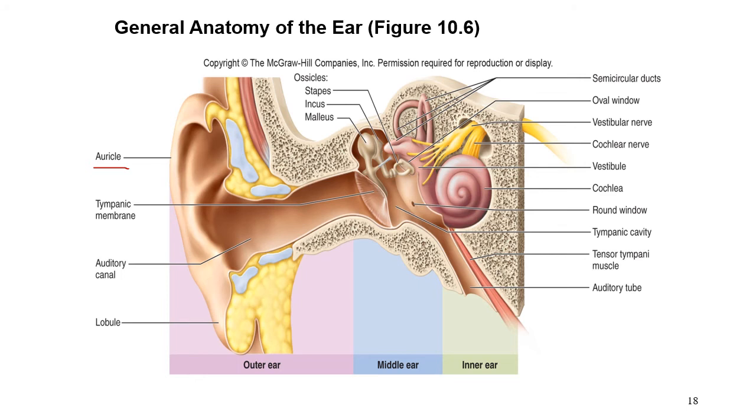The auricular pinna is the fleshy part on the outside, and its job is to funnel in sound. Next, we have something called the auditory canal or external auditory meatus. They are the exact same structure. You might know it as your ear canal.